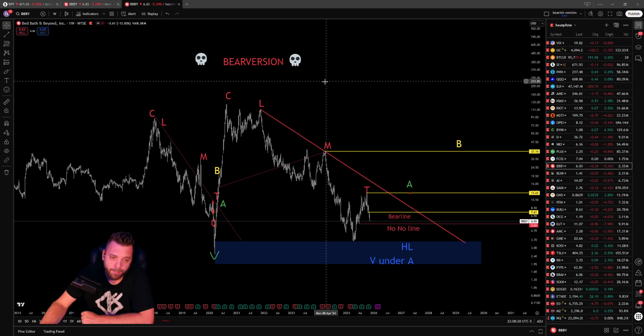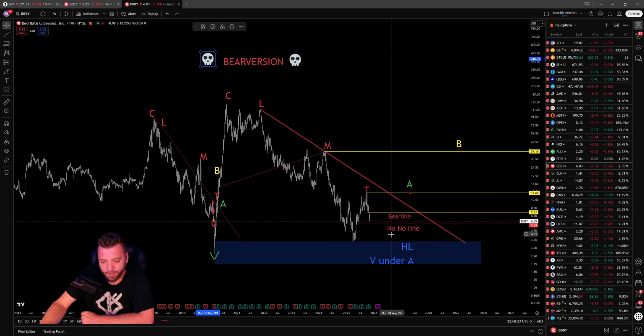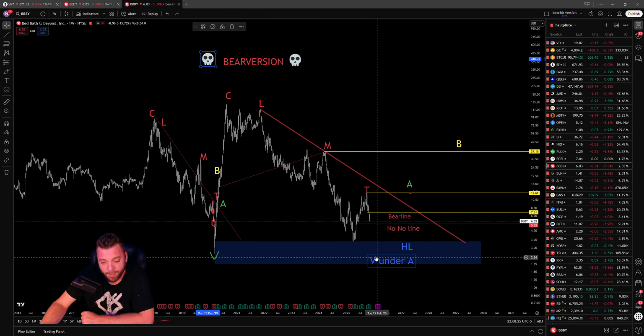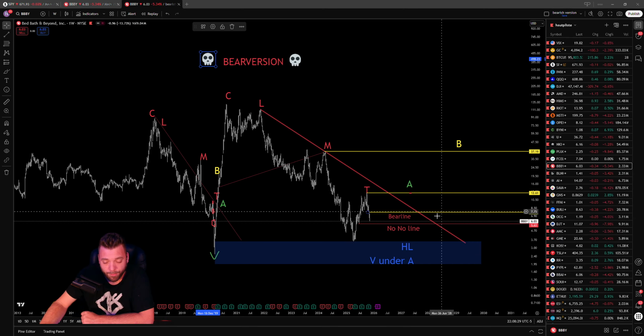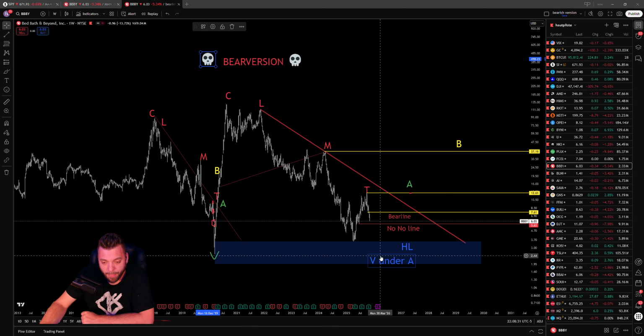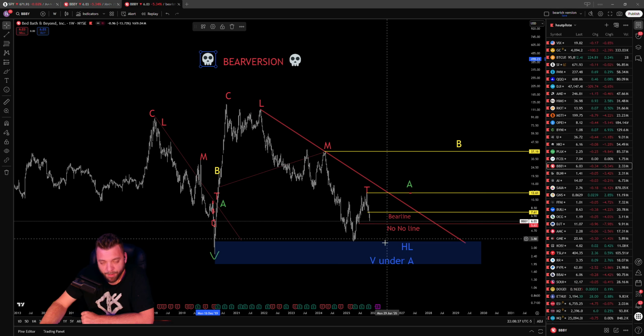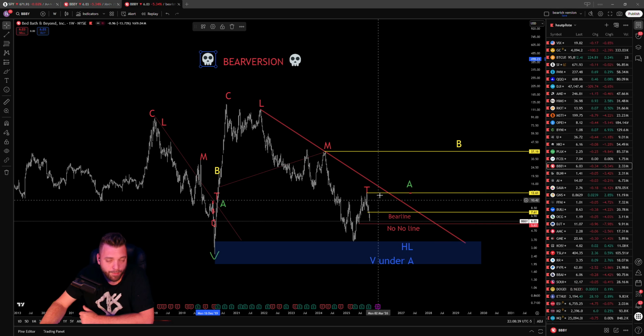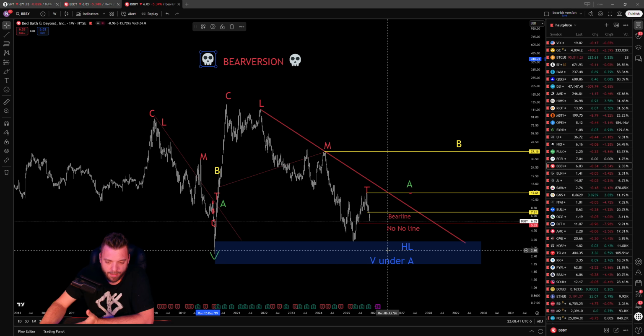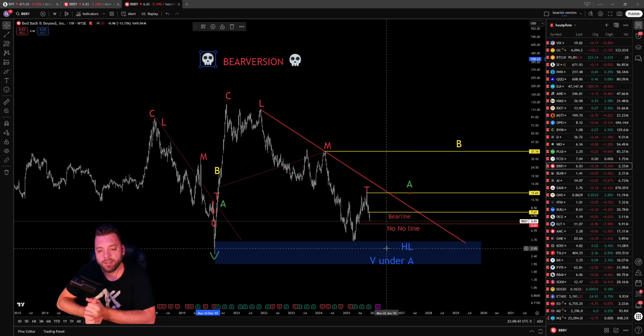And bear version is a harsh word because this here is the perfect entry. If you're going down here, for C3I, it's exactly the same. If you go in here, you can make way more profit to the upside than if you would bounce here, because then everything is dead. The news will be it's over, but that would be the perfect entry.